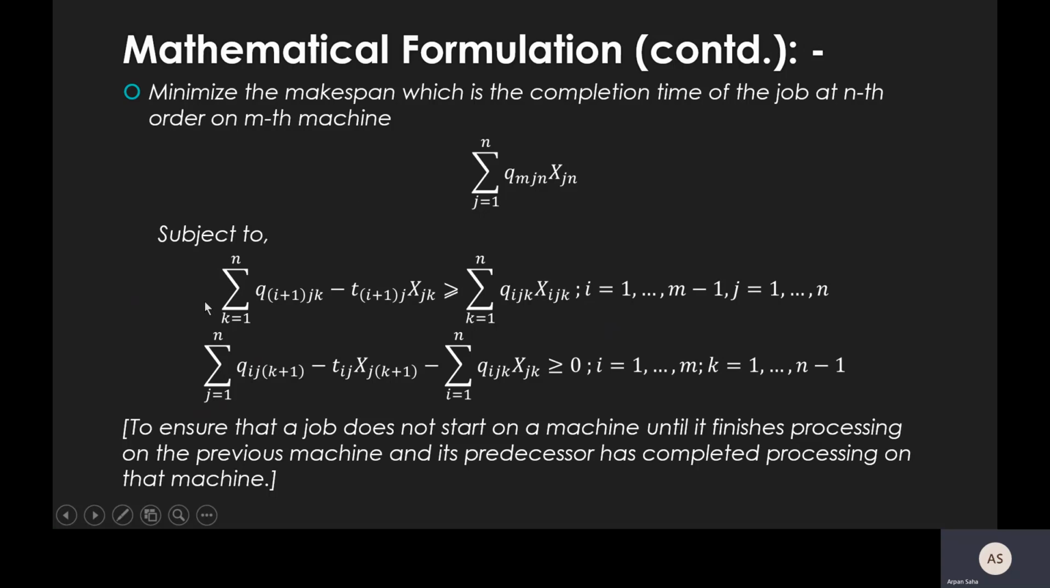The first constraint represents the fact that a job does not start on a machine until it finishes processing on the previous machine. And the second constraint means that the predecessor of each job has completed processing on that machine. It means that the jth job can be processed on the ith machine only when the (j minus 1)th job has already been processed on the ith machine. So this is actually what is meant by this second constraint.